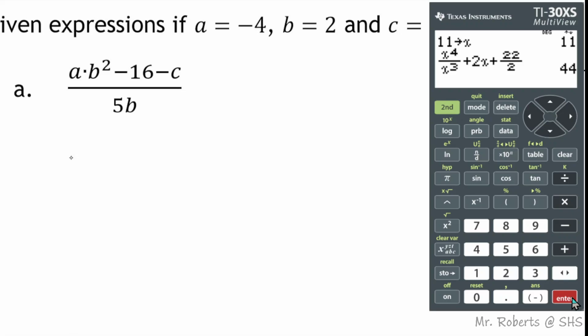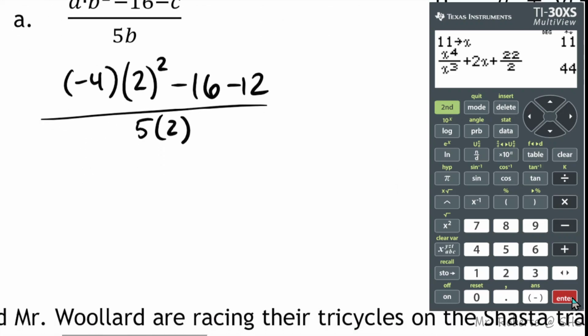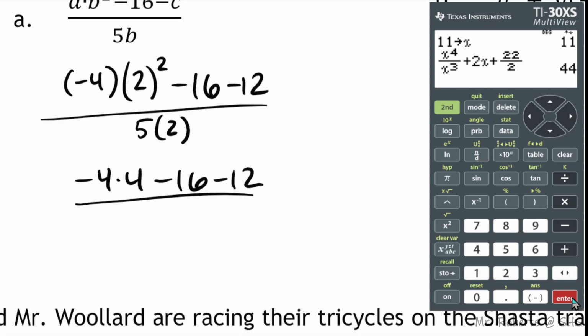So look, when I do substitution in, especially if there's negative numbers, I always use parentheses. So there's a, and I'm going to multiply that by b, which is 2 to the second power, minus 16, and then minus the number 12. That's the numerator. In my denominator, I have 5 times 2. So let's simplify. This numerator is negative 4 times 4, that's what 2 squared is, minus 16 minus 12. And in my denominator, I have 5 times 2, which is the number 10.